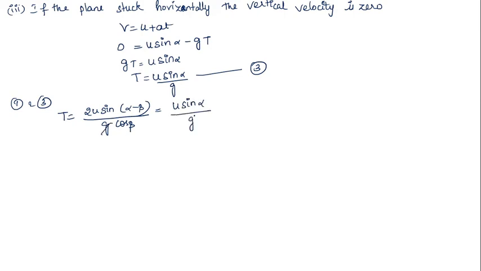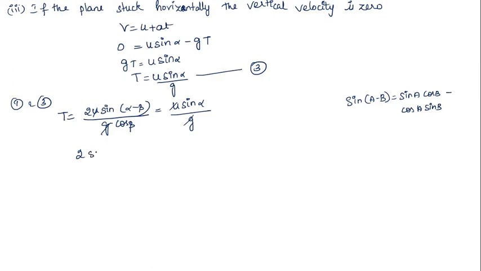These two G will get cancelled and U will get cancelled. We have to prove this in terms of tan, right? So this will be 2 into sine of (a minus b). We know the formula for sine of (a minus b), right? Sine of (a minus b) is equal to sine a cos b minus cos a sine b. So we are going to substitute that in the formula.